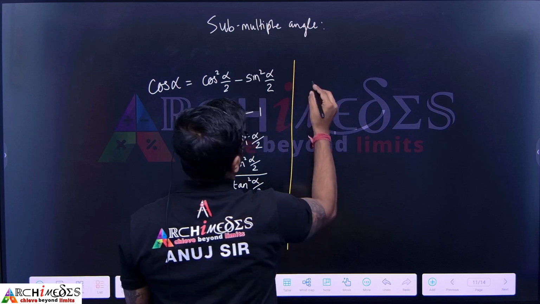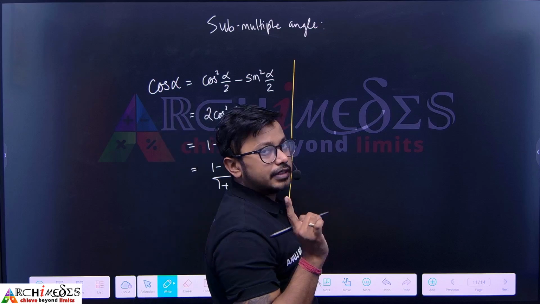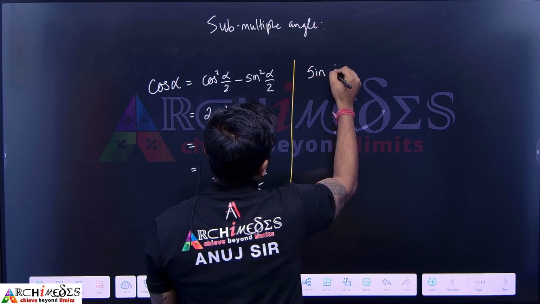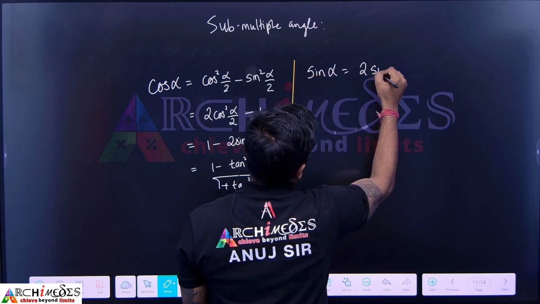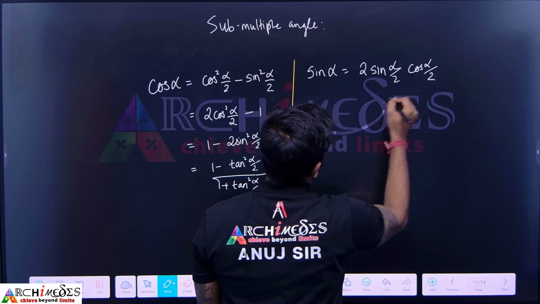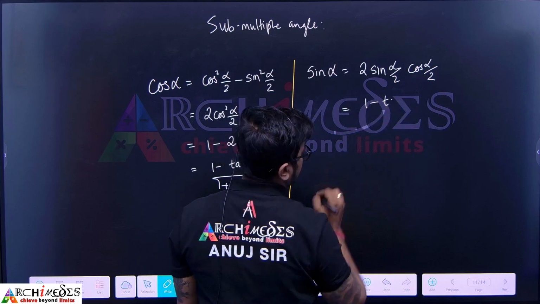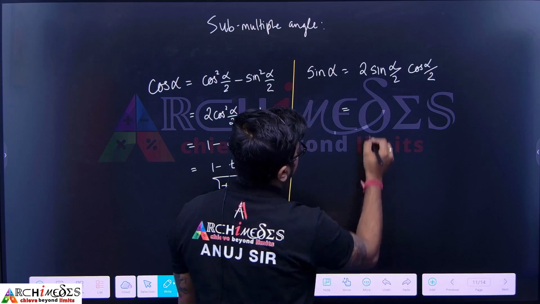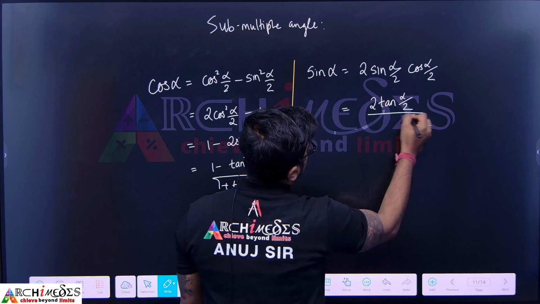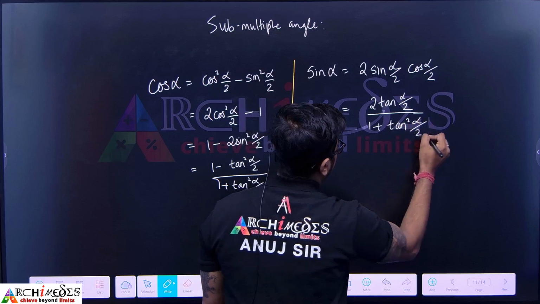I have shared one more file, the trigonometrical formula file, where you can find this. For sin alpha we also have two formulas: 2 sin alpha by 2 cos alpha by 2, and another one in terms of tan, which is 2 tan alpha by 2 divided by (1 plus tan square alpha by 2). This is the formula.